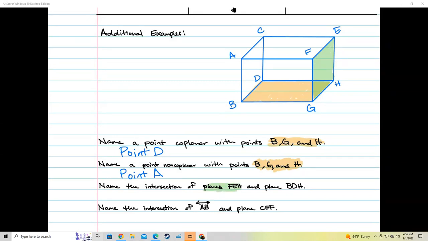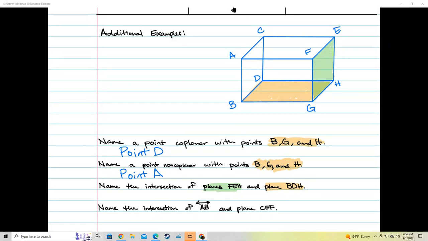And the other plane that they're asking me for is plane BDH. Let me go ahead and highlight that. BDH all look to be like the bottom portion of that box, and I've already colored that orange. So instead of recoloring it, because I know that this is orange, I'm just going to highlight this portion orange. I know that plane BDH is that bottom plane. So now I want to know where their intersection is.